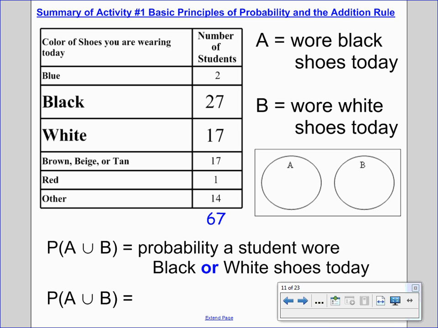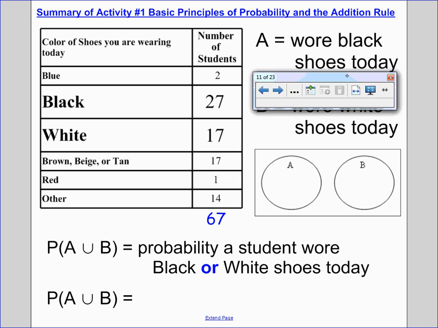Everybody find this example in your note sheet. Let's calculate the probability based on this data, the probability you wore black or white shoes today. Looking at our Venn diagram, a picture is worth 1,000 words. These are mutually exclusive events. There's no overlap. So to calculate their probabilities, we'll simply sum together the individual probabilities that event A or event B occurs. Let's do that together.